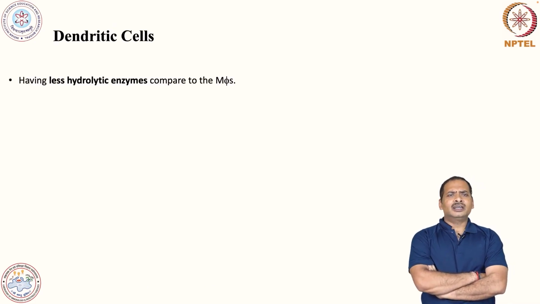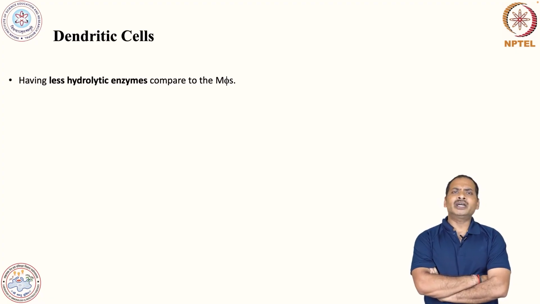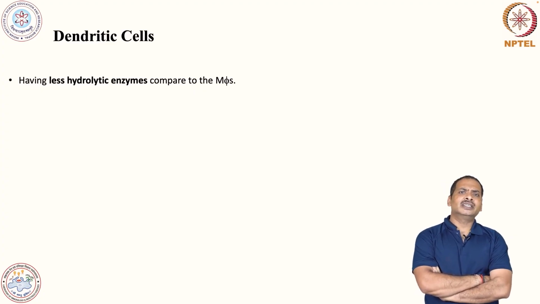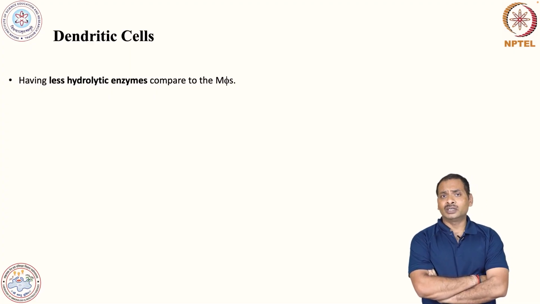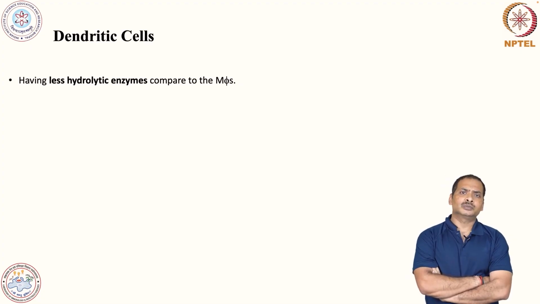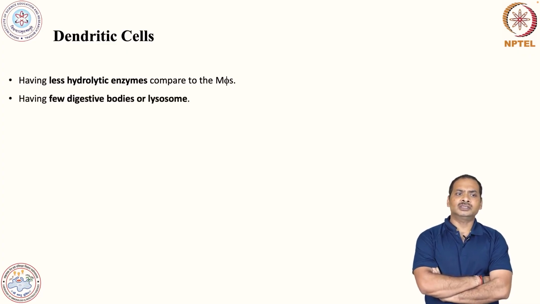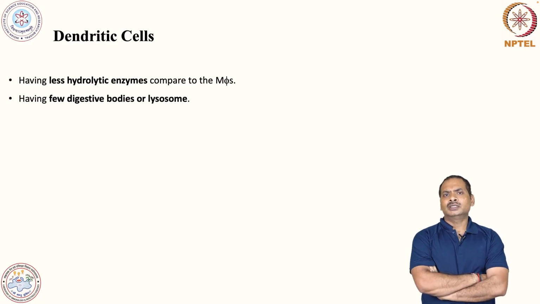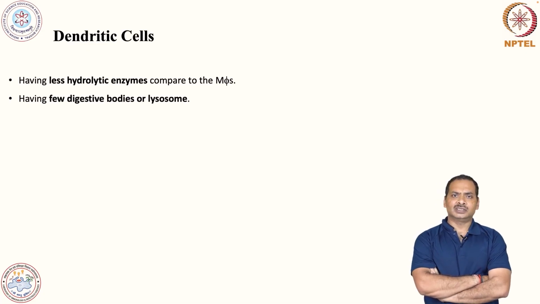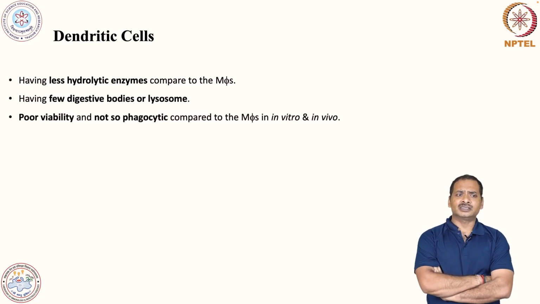So, dendritic cells have less hydrolytic enzyme compared to the macrophages. We will discuss macrophages probably in the next session, and you will realize that they have relatively less hydrolytic enzyme. There are a variety of hydrolases present in the phagosome, and these get activated when there is a fusion of phagosomes and lysosomes. In the case of dendritic cells, this is quite less compared to macrophages. They have very few digestive bodies or lysosomes. You know that the lysosome is a place where a lot of hydrolytic enzymes are present, which can degrade any kind of biomolecules. So, they are less.